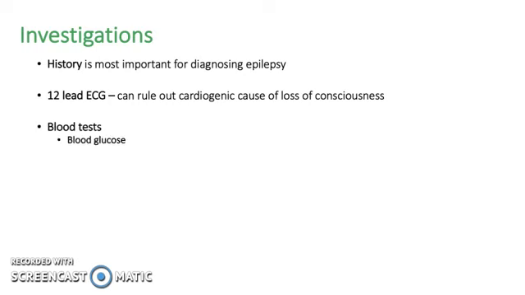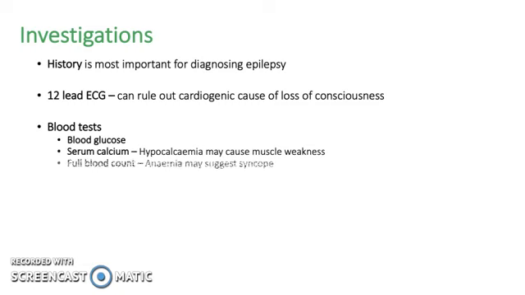For example, low blood glucose can cause fainting, hypocalcemia can cause muscle weakness, a full blood count can identify anemia, which can also lead to syncope. Other tests to consider include UNEs and renal and liver function tests.